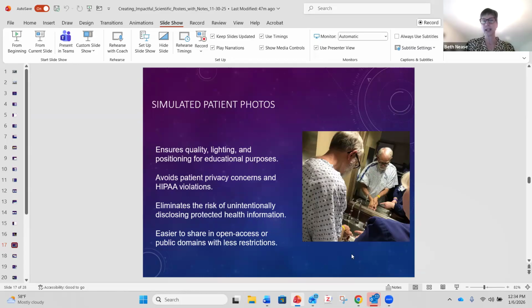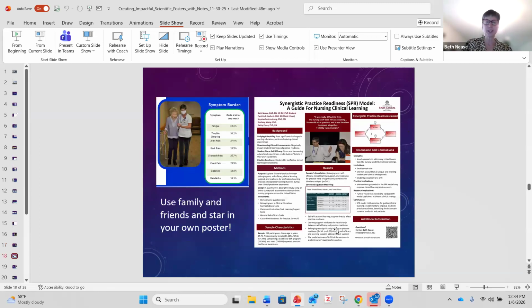You can correct for the lighting, the positioning. You can do this awesome mirror thing here with the badge. It avoids all the HIPAA violations and eliminates the risk of unintentionally disclosing protected health information. It's so much easier to share and use in multiple different applications. So highly recommend that. Here's a couple other ones.